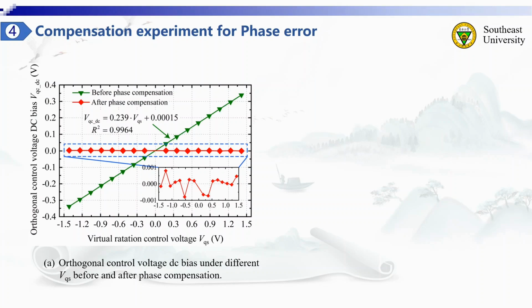The green line in figure A shows the relation between the DC bias of the orthogonal control voltage and the VQS before phase compensation. It can be seen that the orthogonal control voltage DC bias is linearly related to VQS, and the linear scale factor is 0.239.